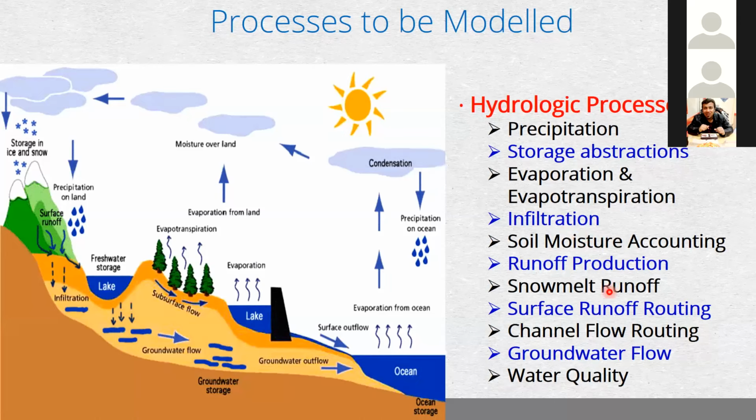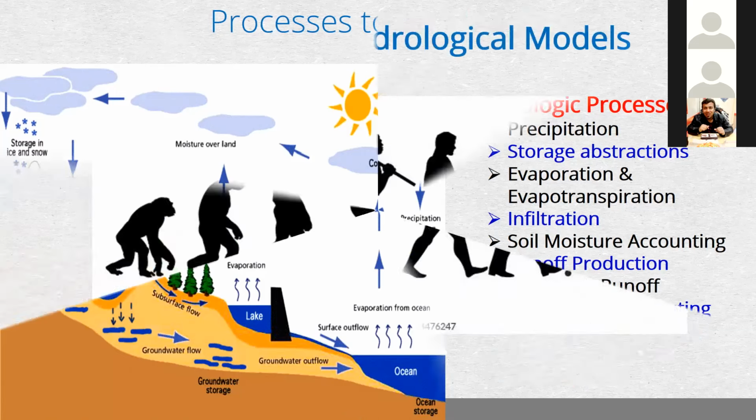We can get the snowmelt runoff, because in hilly regions like the Himalayan region, all the Himalayan rivers like the Ganga and Brahmaputra not only get water from precipitation and base flow, but also from snowmelt and glacier melt. Then there are runoff routing, channel flow routing, groundwater flow, and water quality modeling also. So there are n number of things that can be done within this hydrological cycle.